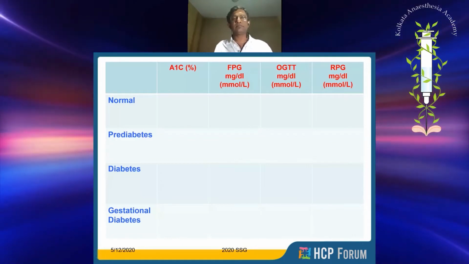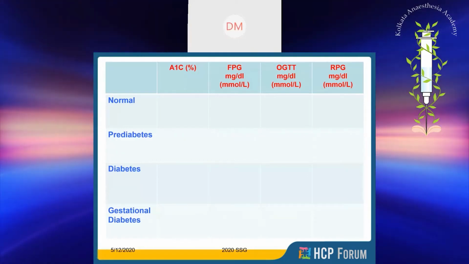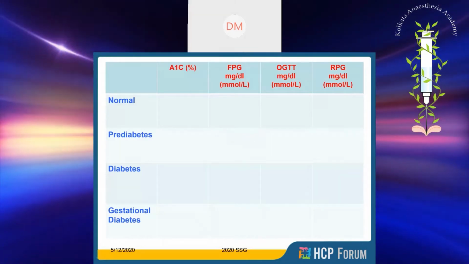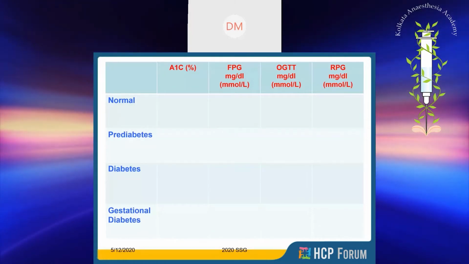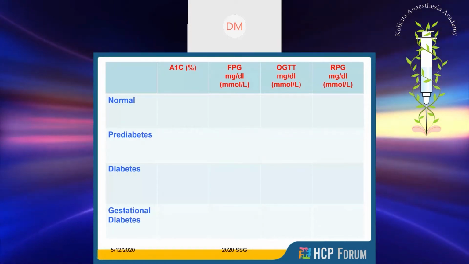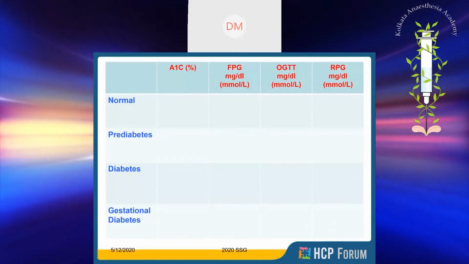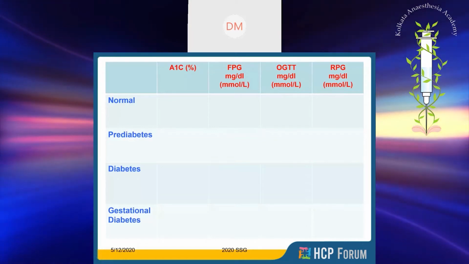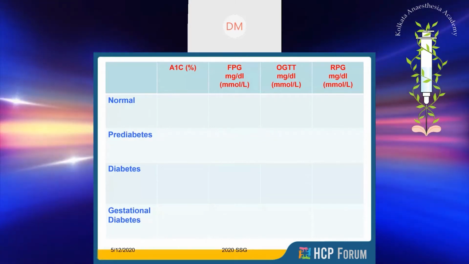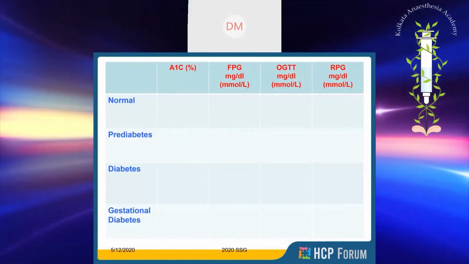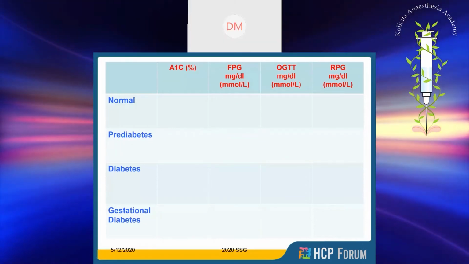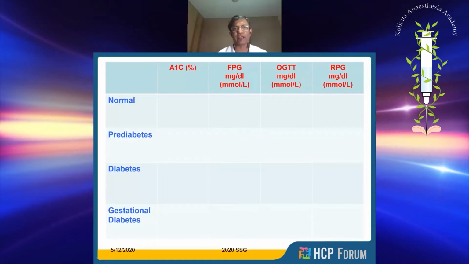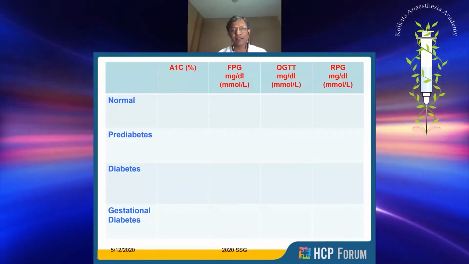A normal person, when he tests his fasting, it comes to less than 126 milligram per deciliter, and if his postprandial comes out to be less than 140 milligram per deciliter, and if his random blood sugar comes out to be less than 200 milligram per deciliter, and if his hemoglobin A1C levels are less than 6.5%. So this is when you say this person is normal. All right. Yes, sir.